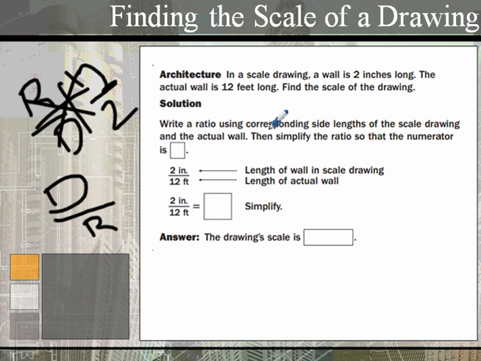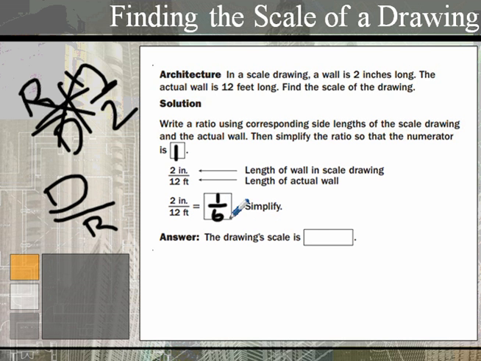So, writing a ratio using corresponding side lengths of the scale drawing and the actual wall, then simplify the ratio so that the numerator is 1. In this case, oh, I gave you the answer, it is 1. I want to find out for every 1 inch, how many feet is that going to actually represent? So if I have 1 inch, I'm saying this ratio. So how do I go from 2 to 1? I divide it by 2, right? So 12 divided by 2, 6.